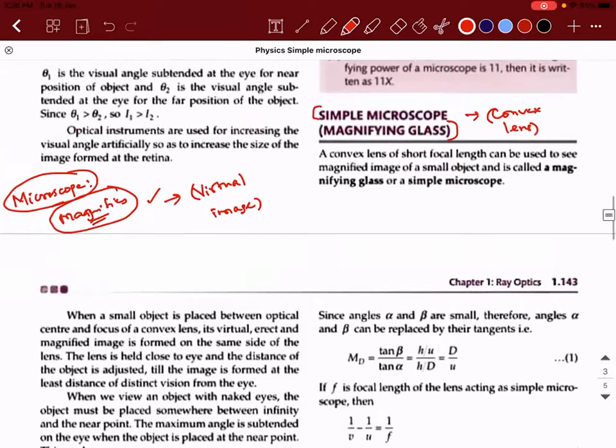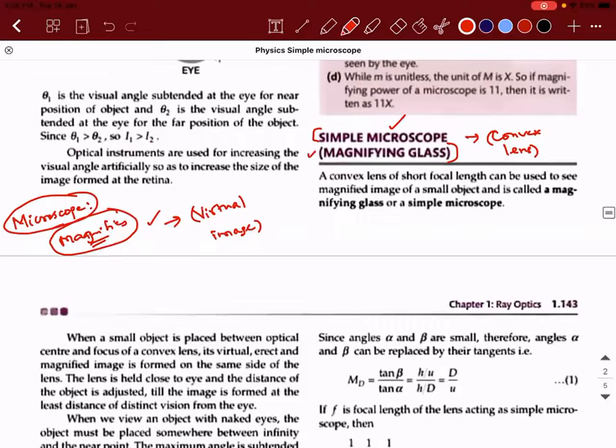Now, having said this, when we talk about a simple microscope, it is also called a magnifying glass. We have two kinds of lenses in our hands. One is a convex lens and one is a concave lens. Right. So when this is the scenario, tell me, will the concave lens, the first lens that I've drawn here, form a real image or a virtual image? Virtual. It is always going to form a virtual image.